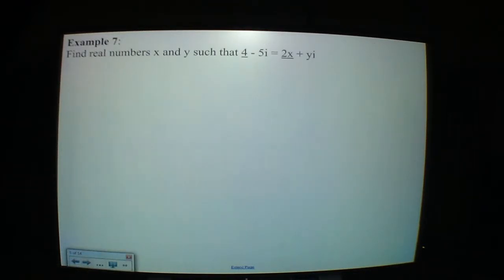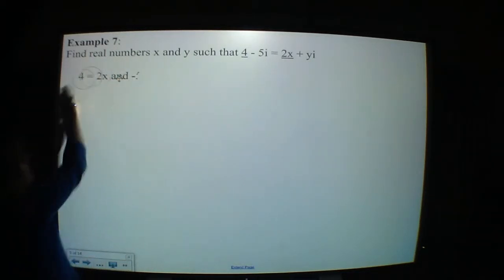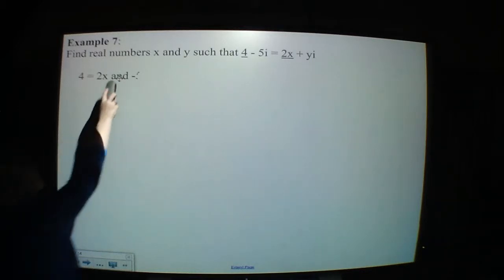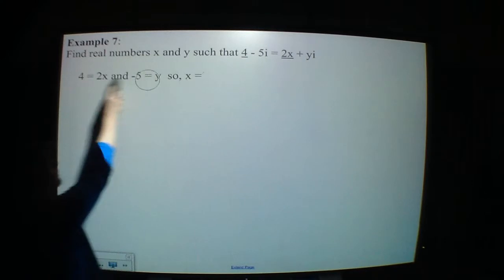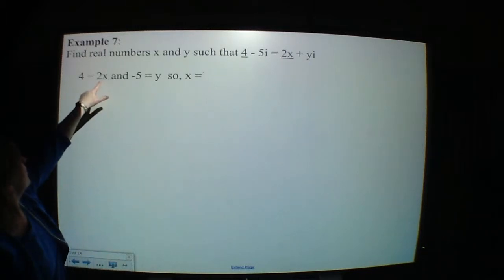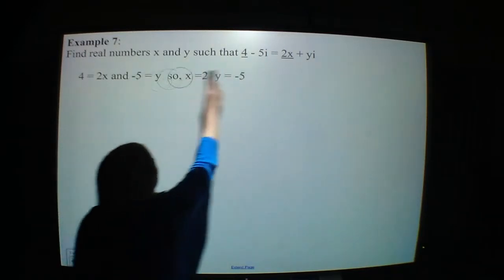Find real numbers x and y such that 4 minus 5i is equal to 2x plus yi. 4 is the real part. 2x doesn't have an i, so that's the real part too. So I can set 4 and 2x equal to each other. I can also set the imaginary parts equal to each other. The negative 5i is equal to yi, and then the i's cancel out, so you have negative 5 equals y. So you have y is negative 5, x is 2. And you're done.